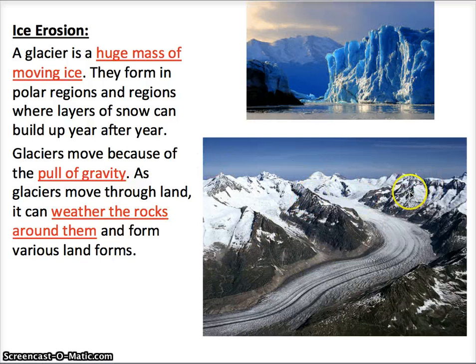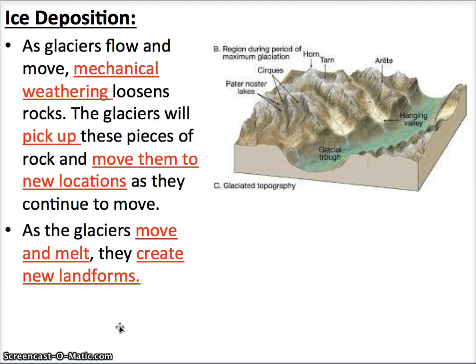So here's a picture of what happened to the land after a glacier moved. This area was reshaped because of the glacier. Now, when glaciers move, they will weather the rock, and they will pick up little pieces of rock with them and transport them to a new location. And that's called ice deposition. So in ice deposition, little pieces of rock will stick on the bottom of the glacier and drop off as they melt down in another location.